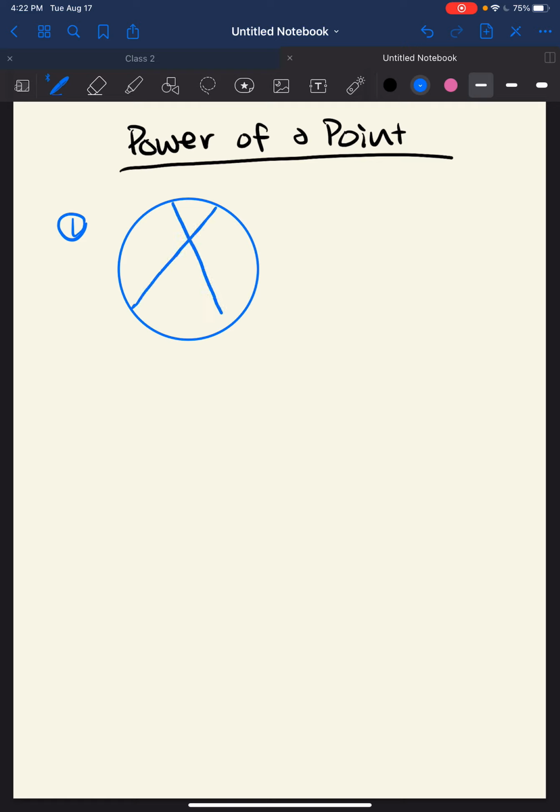We have two line segments and they intersect at point E in a circle. And power of a point basically states that AE times EC equals BE times ED. So AE times EC equals BE times ED.